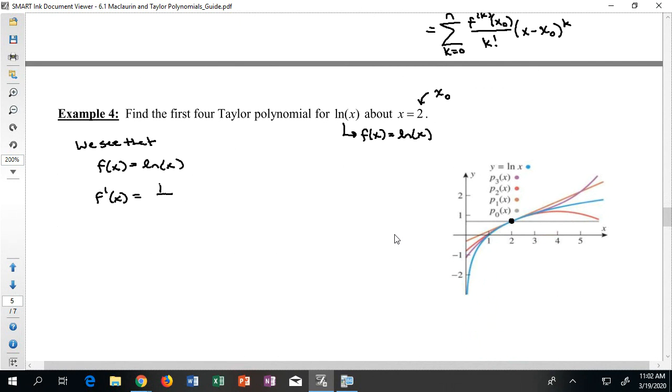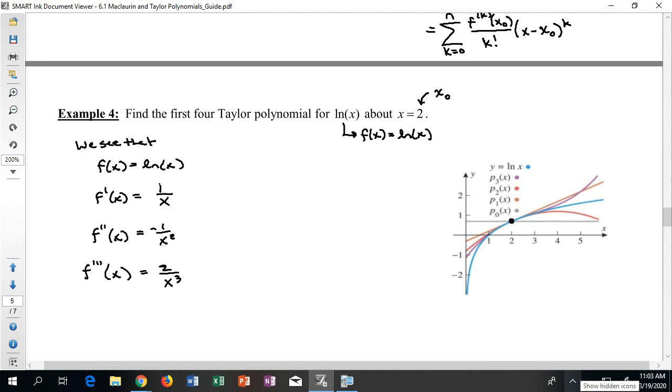F prime of x is 1 over x. F double prime is negative 1 over x squared. And f triple prime is going to be 2 over x to the third. Notice if I want my first 4 polynomials, this is as far as I'm going to need to go.